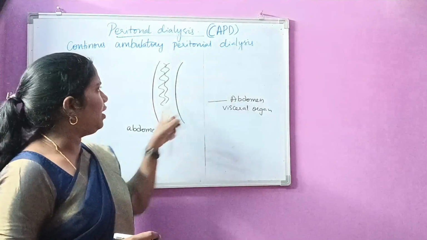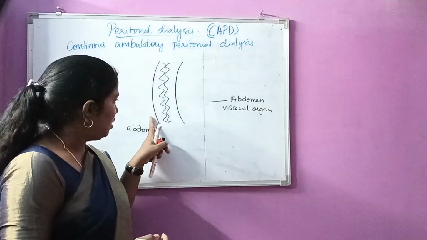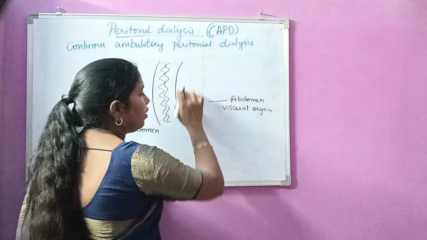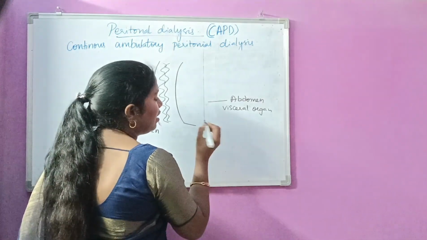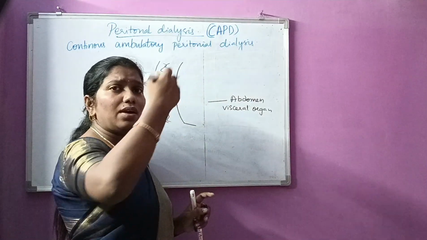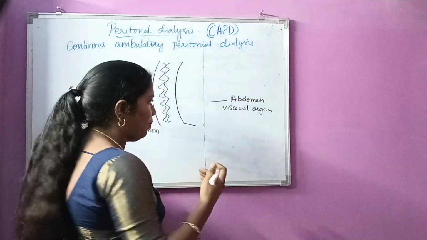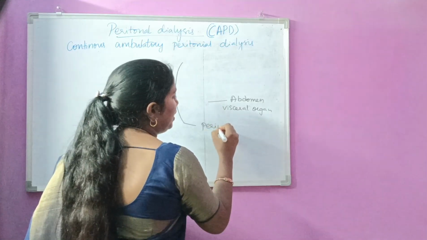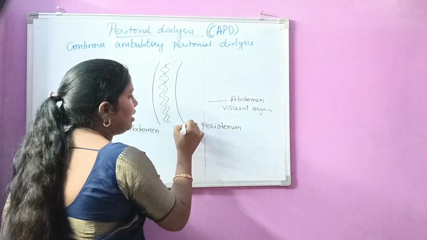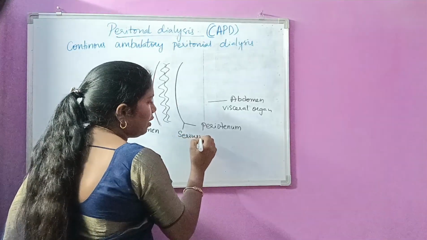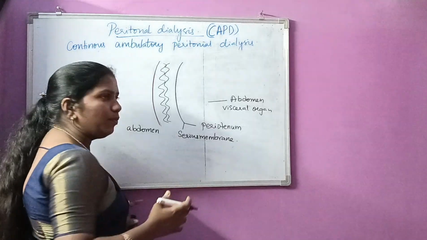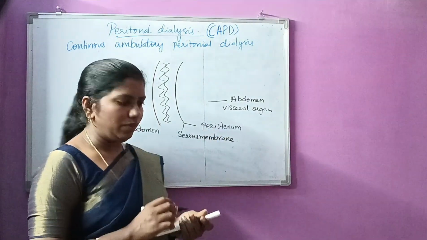This is the body cavity and this is the outer part, that is the skin, and this is the inner membrane. The inner membrane surrounding the abdomen is called the serous membrane. The serous membrane surrounding the abdomen is called the peritoneum.